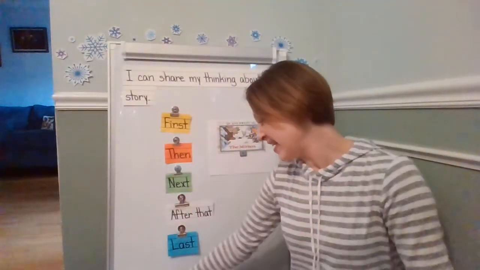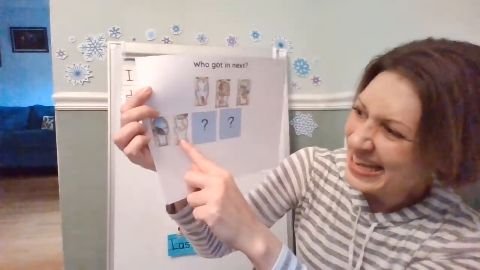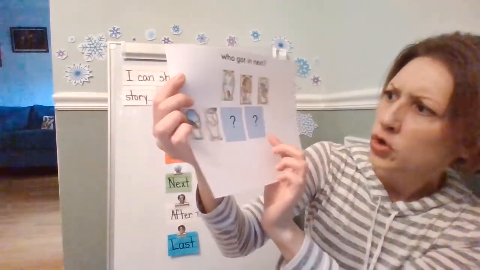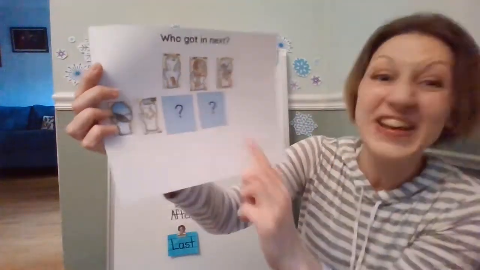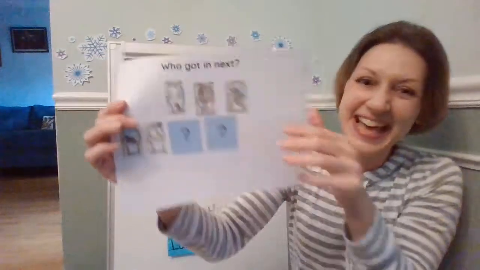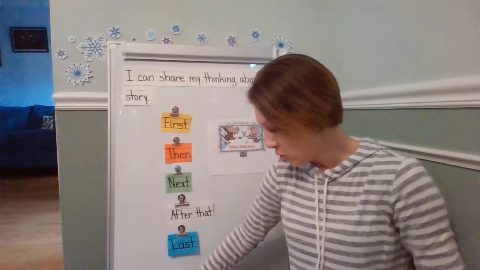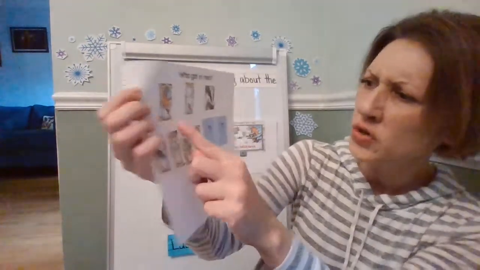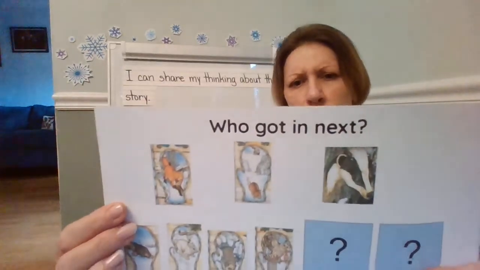So if we look back here, we already said the mole, then the snowshoe rabbit, and then we could do the owl, and then, or is it, oh, it's the hedgehog, and then the owl. You're right. Hedgehog first, then the owl. Because we're sequencing the story. We're putting the story in order. Now, I wonder who got in next. Who do you think got in next? Look at the pictures at the top.